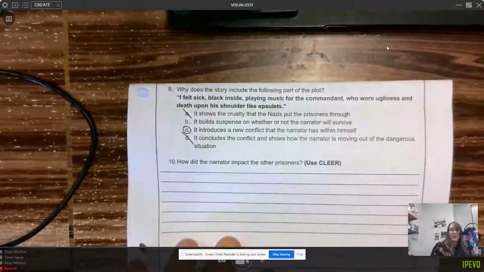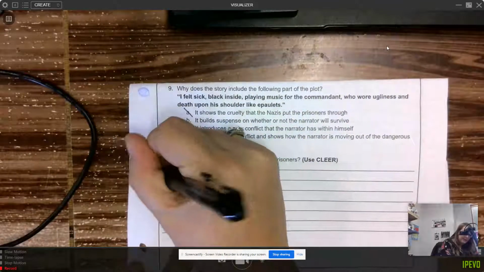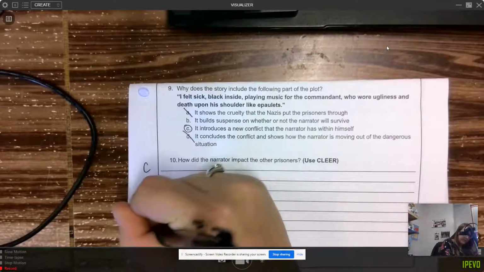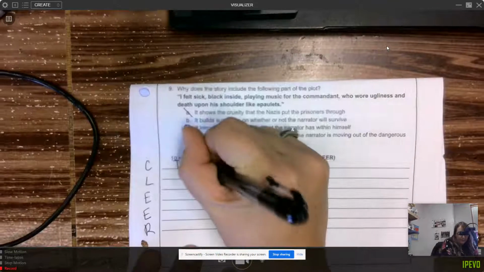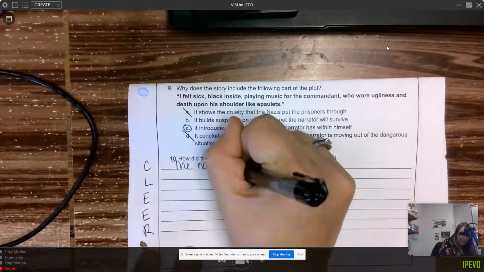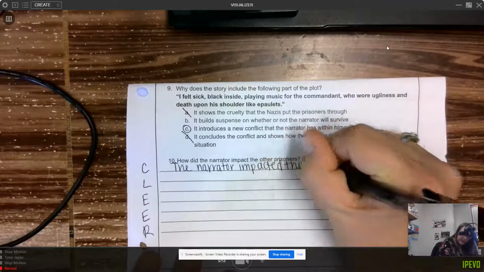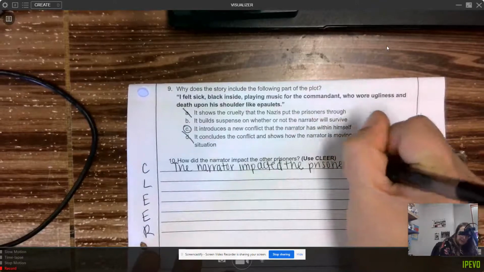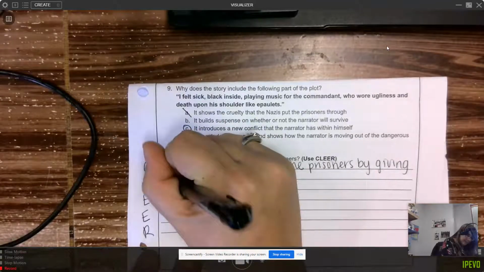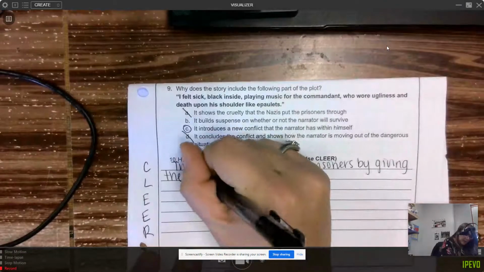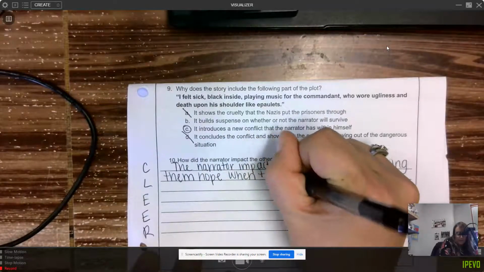Okay. How did the narrator impact the other prisoners? Use CLEAR. So I'm going to do CLEAR down the side. And I need to start with my claim, right? So the narrator impacted the prisoners by giving them hope when there was none.